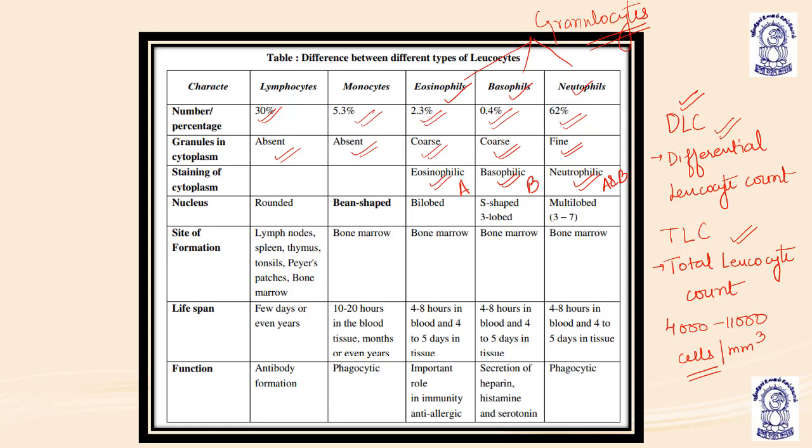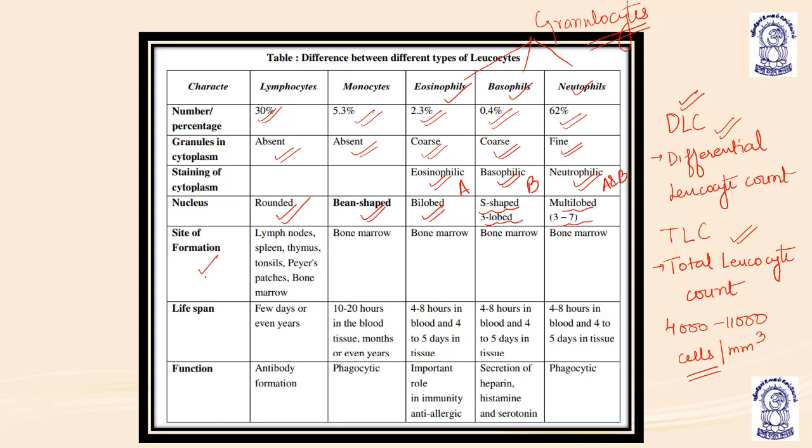Now coming to the next, nucleus. In case of lymphocytes it is rounded. In monocytes it is bean shaped. In eosinophils it is bilobed. In basophils it is S-shaped or three-lobed, and in neutrophils it is multi-lobed, 3 to 7. So the nucleus in case of lymphocytes is rounded, in monocytes bean-shaped, in eosinophils bilobed, in neutrophils multi-lobed, and in basophils S-shaped or three-lobed.